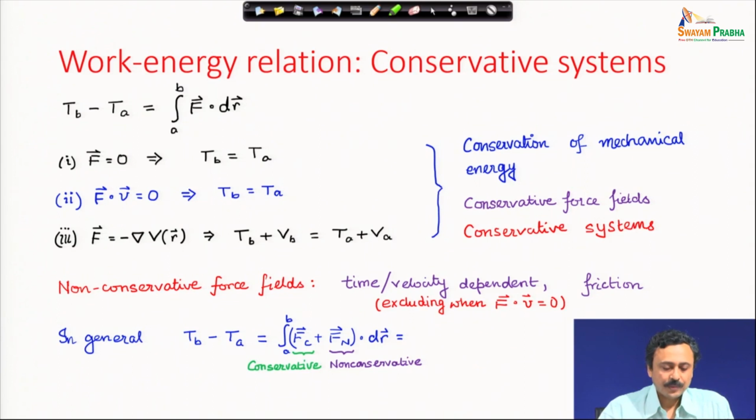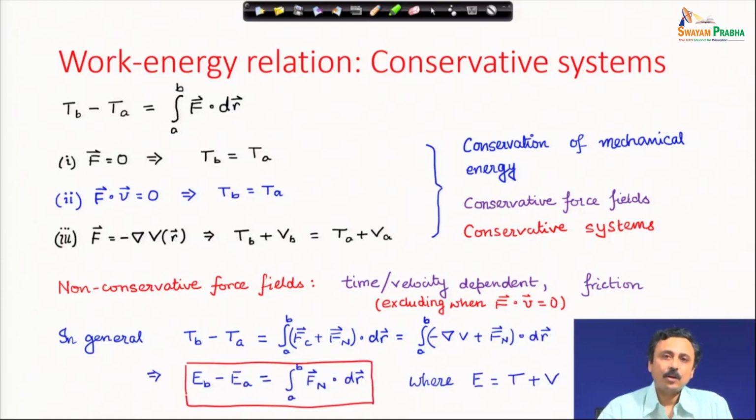In general, therefore, we can have the change in kinetic energy as the integral of the conservative and the non-conservative force fields, the sum of them, because the total force field can be divided into two parts. One is the conservative force fields and the other the non-conservative force fields, and the total force field is the vector sum of these two. Now, the conservative force can be written as the negative gradient of some potential, and we have discussed this, that negative gradient of V dot dr is dV.